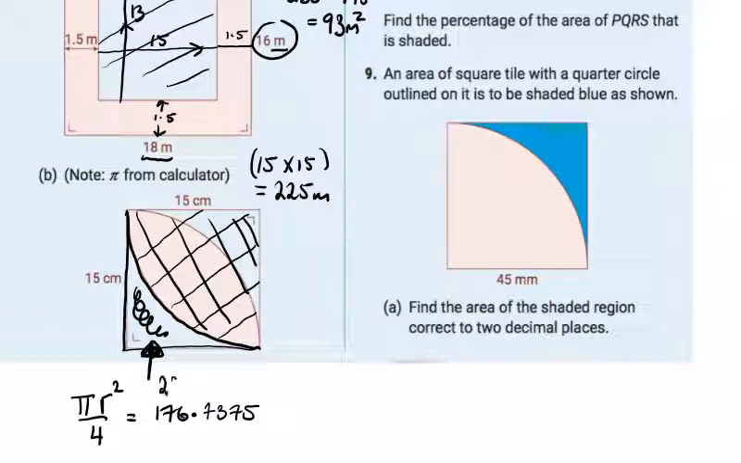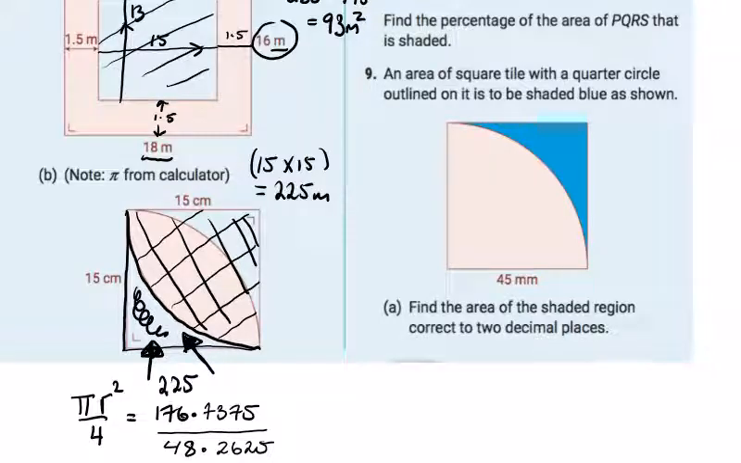So this shaded bit in here is 176. The whole thing is 225. So if we take 176 away from 225, we're going to get 48 and a bit left over. So 48.2625 is going to be this bit in here.